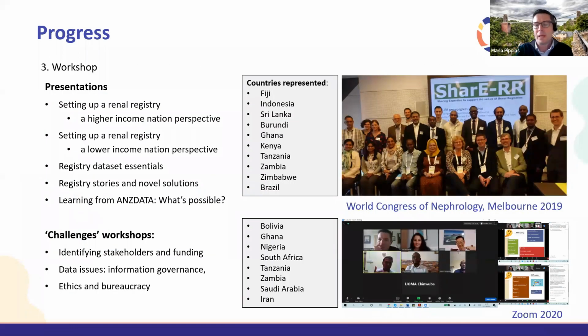And we'll come back to the results of the survey in just a second. And we also ran our first workshop. The first one was in Melbourne and was in person, in the days when we could have in-person meetings. And we had great representation from around the world, but good representation from Africa. And it was a really, really good meeting. And in fact, we had the big chiefs from US RDS and ERA and ANSData giving really nice talks.